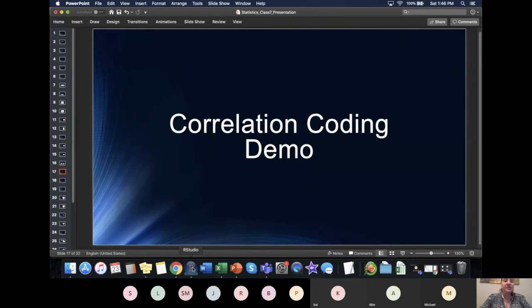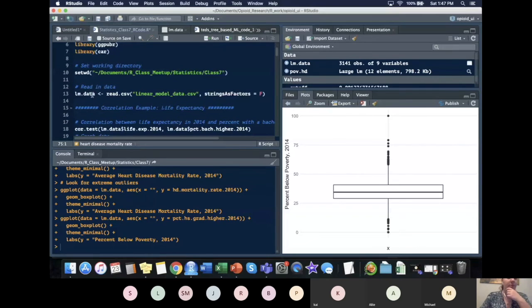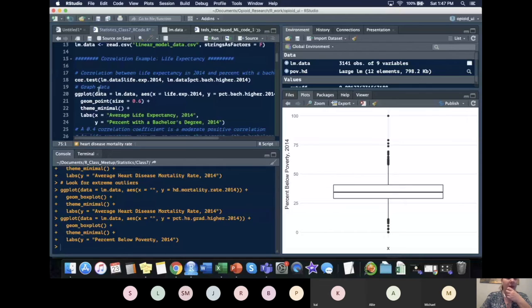Okay, so this should help us understand a little bit more what's going on. We've already loaded our linear data. There is a function called cor that you can use instead of the one that I use here. It doesn't give you as much information. It doesn't give you a p-value, basically.